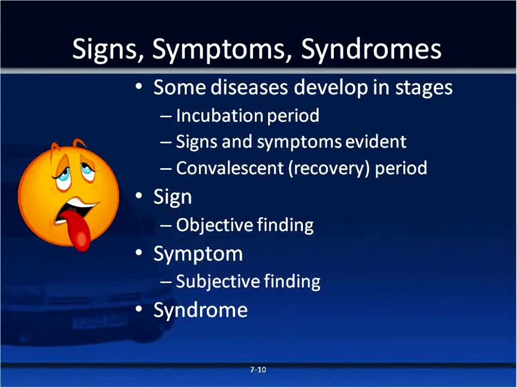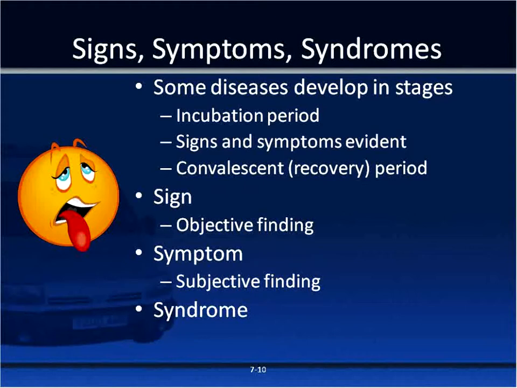Because signs can be seen, heard, smelled, measured, or felt, they are considered to be objective findings. Some of the ways signs, also called clinical findings, can be determined include physical or psychological examinations, laboratory tests, and imaging studies, such as X-rays.